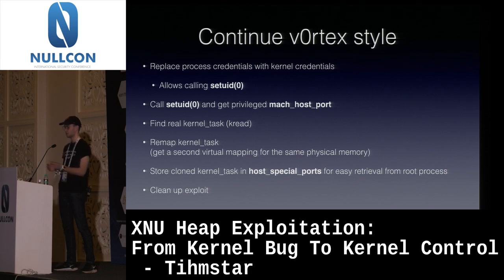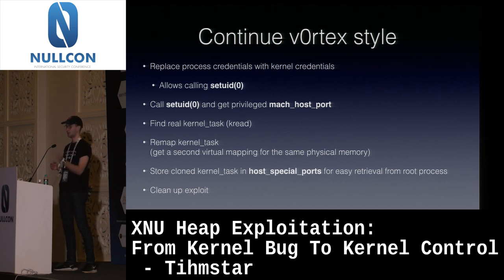Why do we need that? Basically, for easier retrieval of the kernel port later. We find the real kernel task in the kernel, because we have the kernel read, and we remap the kernel task to a different virtual address within the kernel. This is done to bypass a mitigation where they block certain APIs from being used with the kernel task port. But remapping it gives a different pointer, so the pointer compare doesn't work anymore, and we're good to use those.